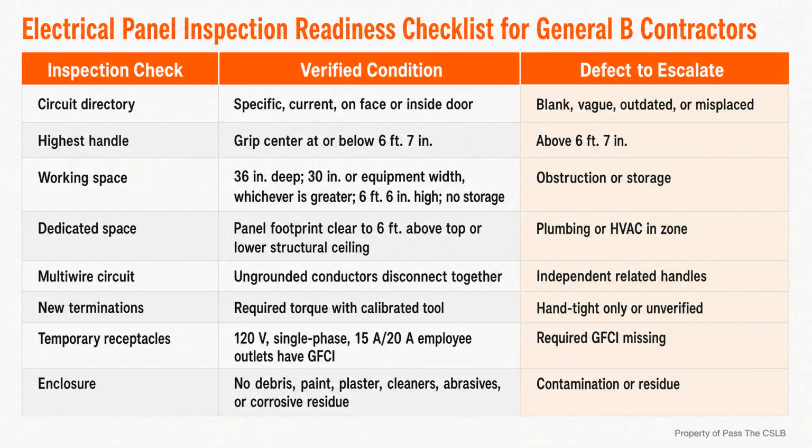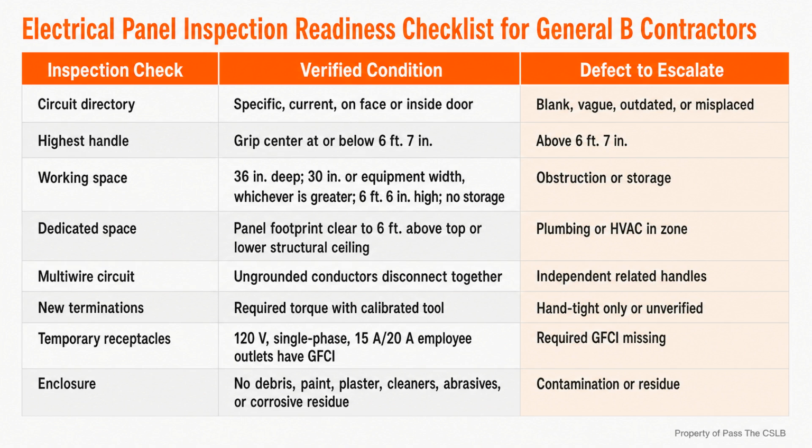I look at the highest operating handle and confirm the center of the grip stays within the maximum height. I clear the invisible working booth in front of the equipment. Then I look vertically and make sure no plumbing or heating and cooling system crosses the dedicated equipment footprint. I ask the electrical contractor to confirm the simultaneous disconnect for any multi-wire branch circuit. I confirm that required new terminations were completed with the calibrated torque tool and the manufacturer's specified values. I check temporary employee receptacles for the ground fault protection. I look inside and around the enclosure for paint, plaster, residue, debris, and damage.